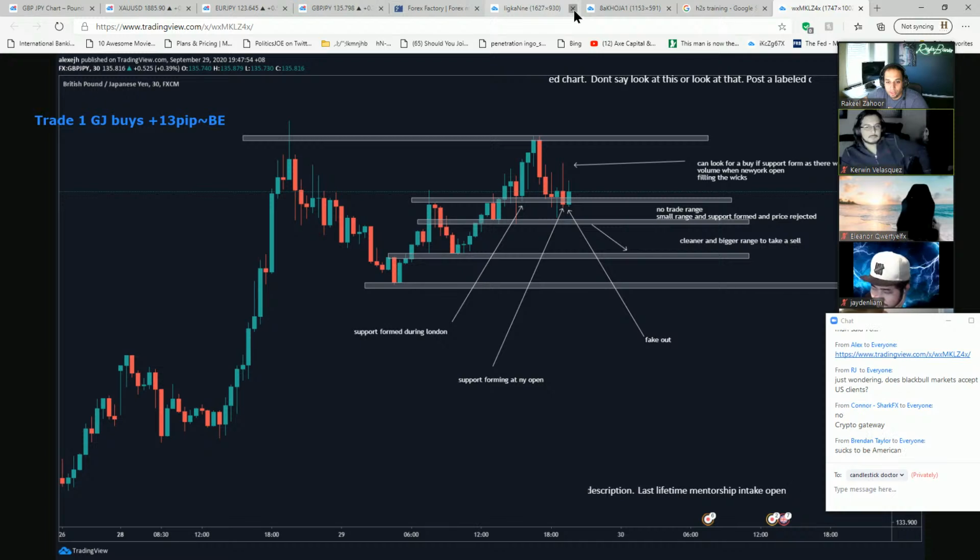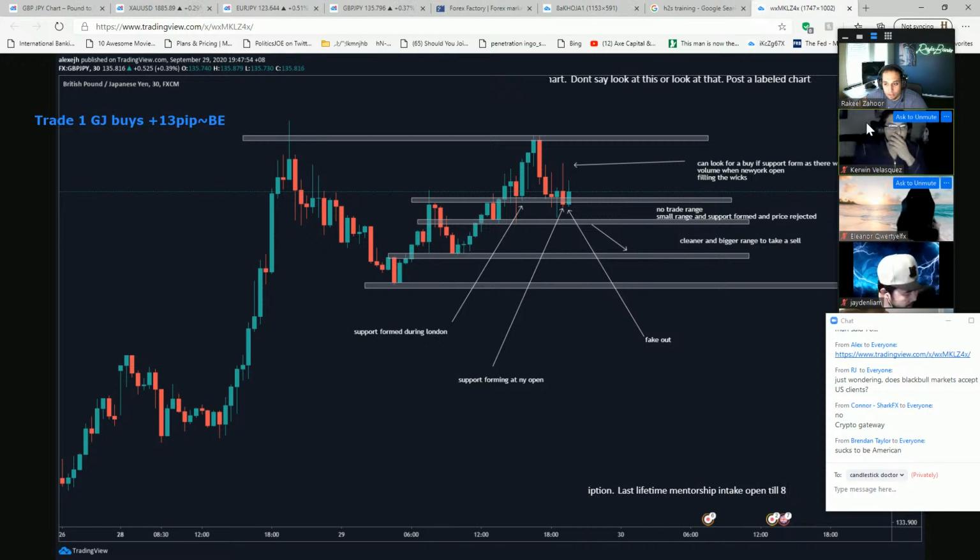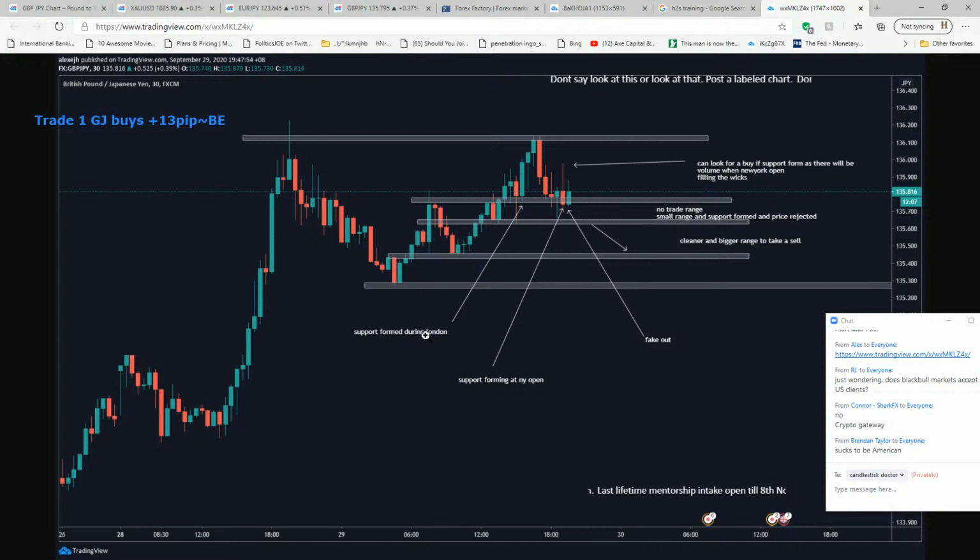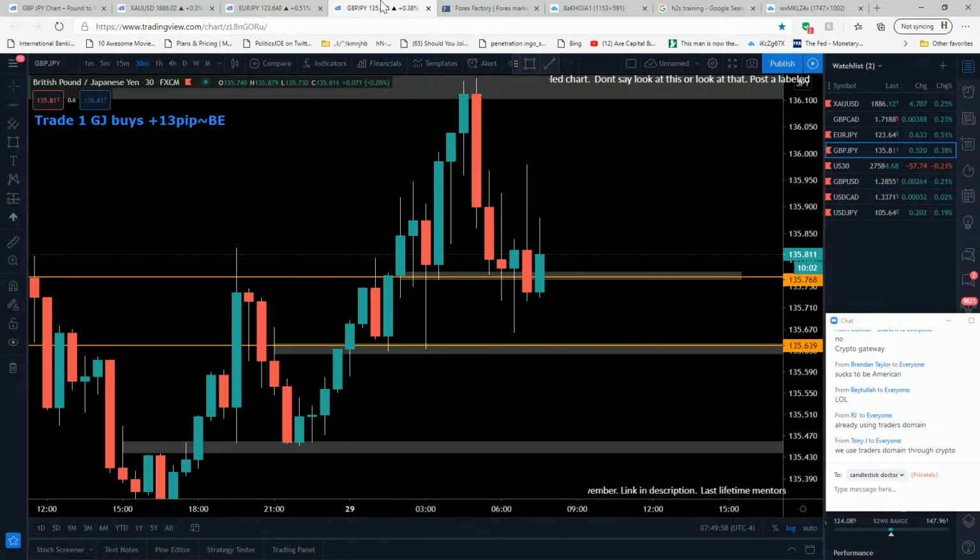All right, let's take a look at this chart. This is GJ. Support formed during London, okay. Support formed at NY, support forming at NY Open, okay, agree with that. This was a fake out. No trade range, small range over here. Sells below this area, okay, I like that. Can look for a buy if support forms, as there will be volume when New York opens filling the wicks. Yes, that is absolutely true.